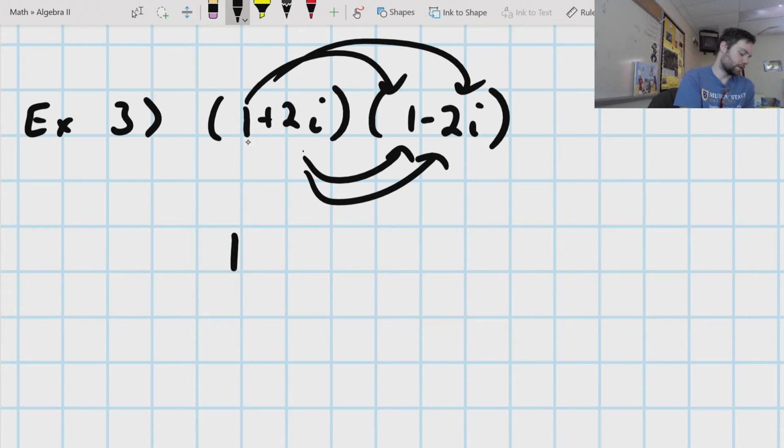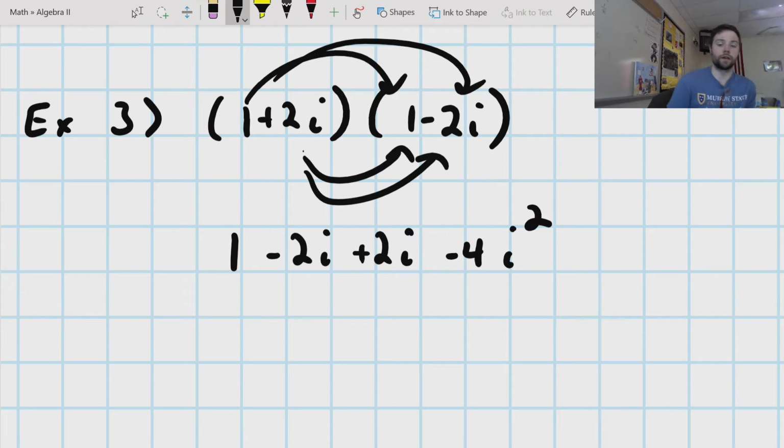So 1 times 1 is 1. 1 times negative 2i is negative 2i. 2i times 1 is positive 2i. And then 2i times negative 2i, you got to be careful here. 2 times negative 2 is negative 4. i times i is i squared.